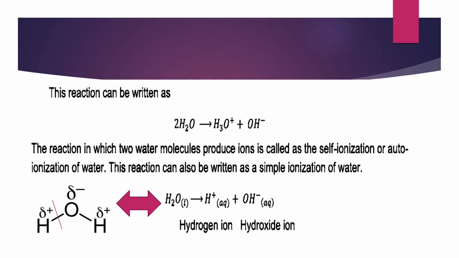Here you can see the autoionization of water written in simple form. Two water molecules transform into one hydronium ion and one hydroxide ion. We can simplify this further by taking the ionization of only one water molecule. Since two water molecules transform into hydronium and hydroxide ions, one water molecule will ionize to produce one hydrogen ion and one hydroxide ion.